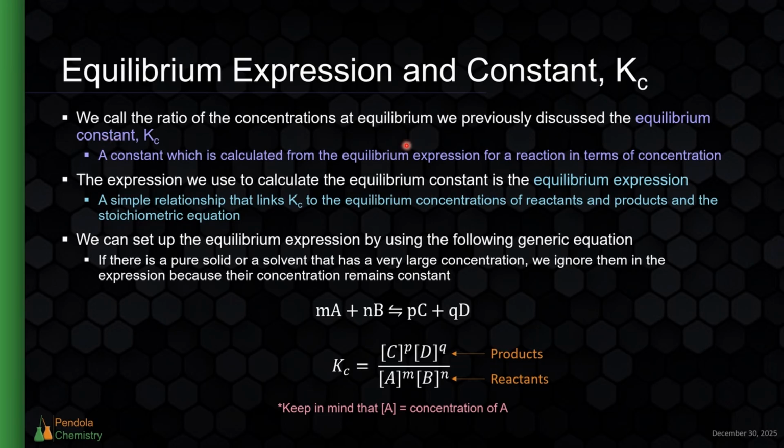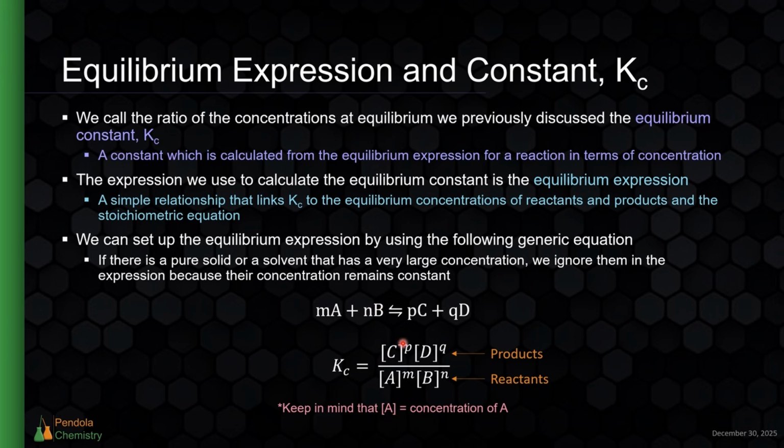So Kc is going to be the equilibrium constant. Anytime you see K in this chapter, it's going to mean equilibrium constant. It's a constant which is calculated from the equilibrium expression for a reaction in terms of concentration. Essentially, Kc is the constant that we get when we divide the concentration of the products to their coefficients as an exponent, divided by the concentration of the reactants to their coefficients as an exponent.